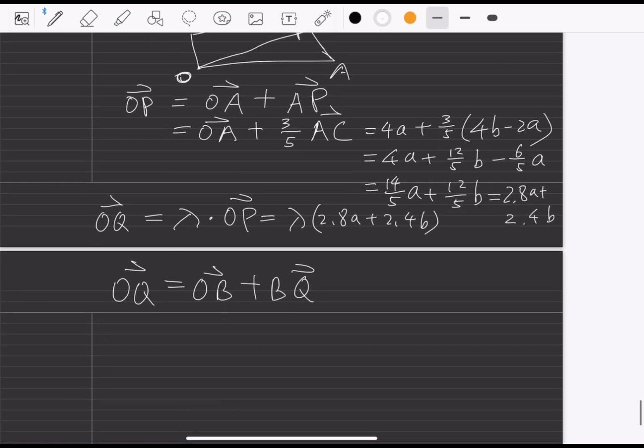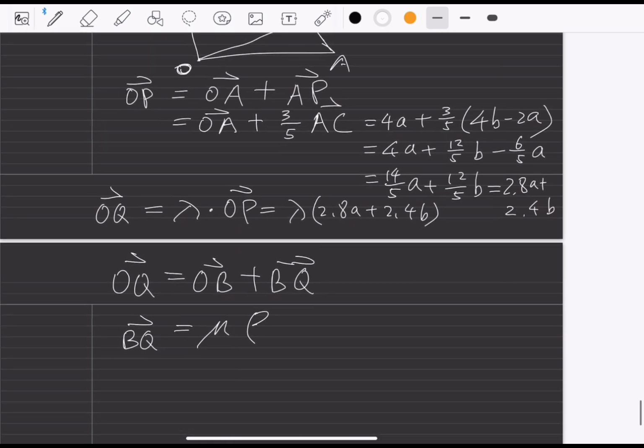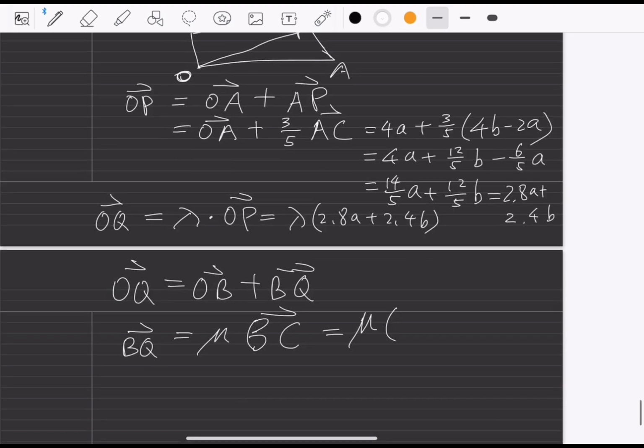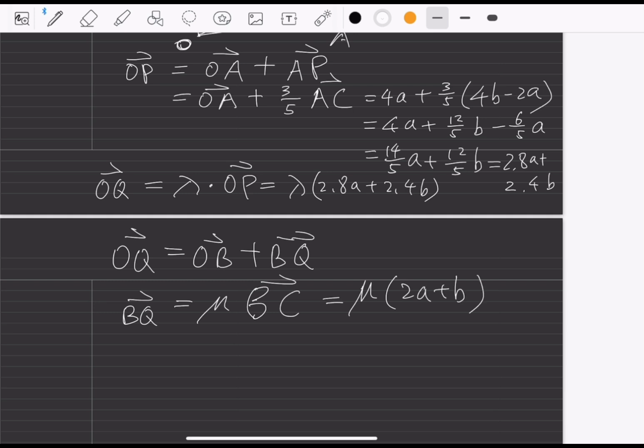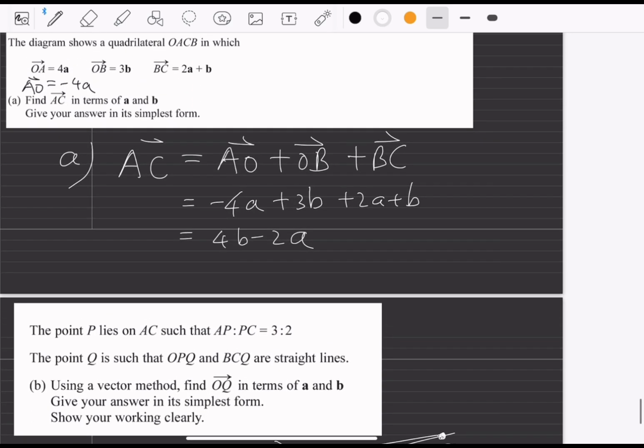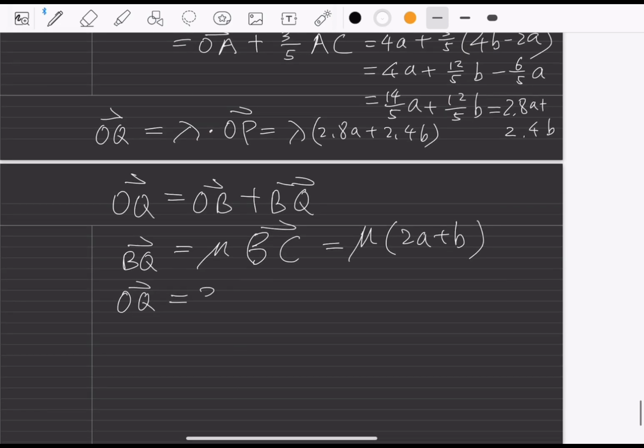Okay, so we don't know what BQ is, but we do know that BQ is another multiplier multiplied with BC actually. So BC is given as 2a plus b. So therefore, OQ from another direction can be written as OB, which is 3b, plus mu times 2a plus b.